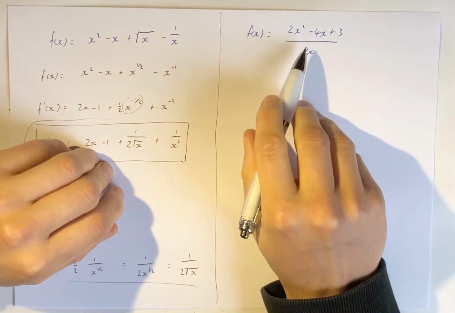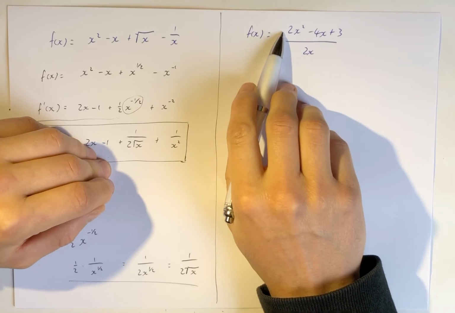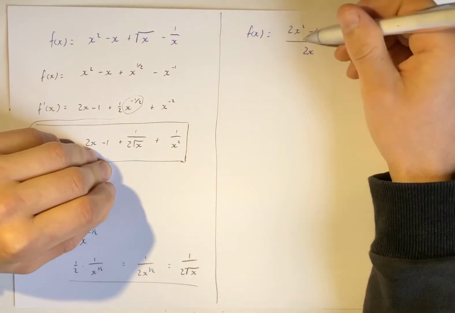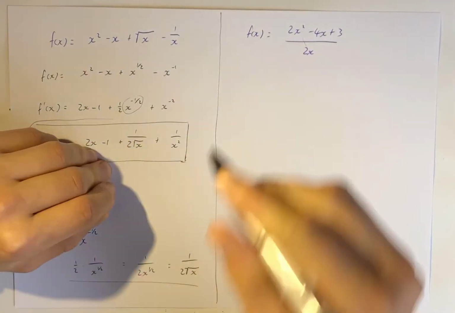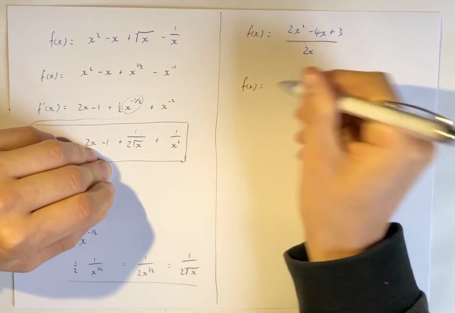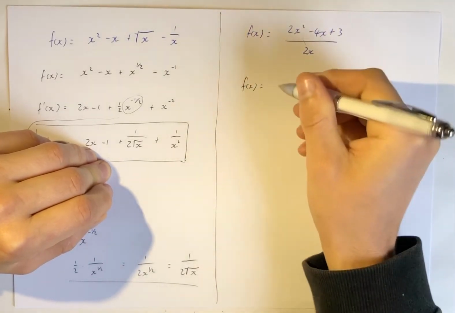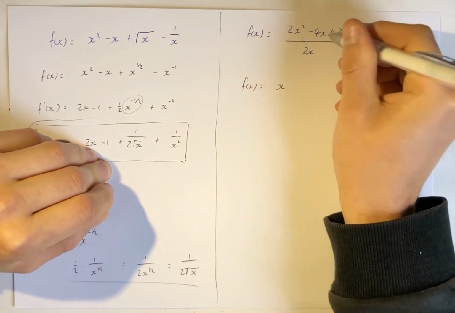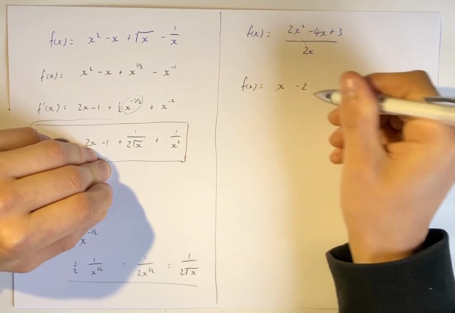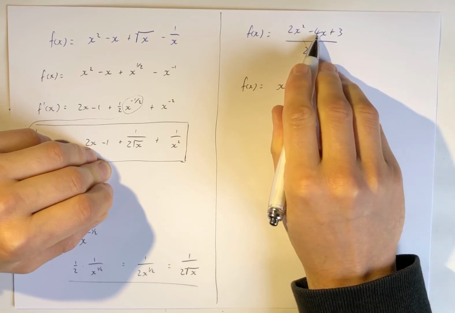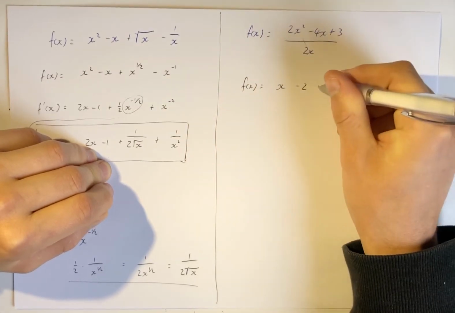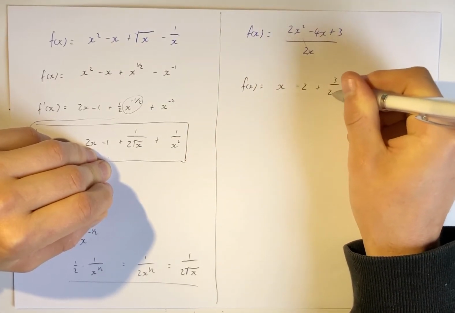This one's a little interesting as well. You can't just go straight ahead and derive this. You need to cancel out the x's. So f of x is going to be, what's 2x squared over 2x? Oh, it's just x, isn't it? -4x over 2x is -2, right? Because the x's would cancel. And then we have 3 over 2x.